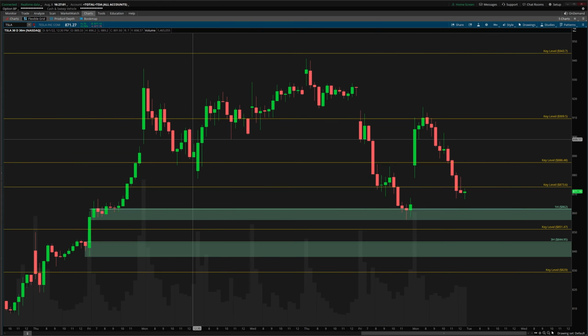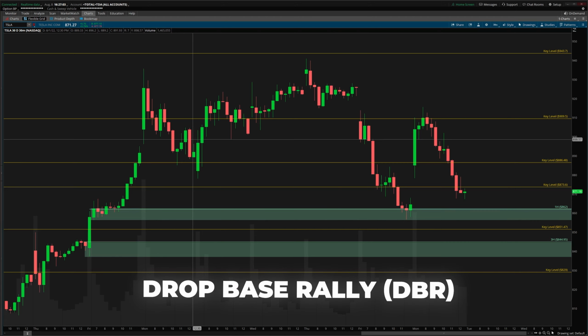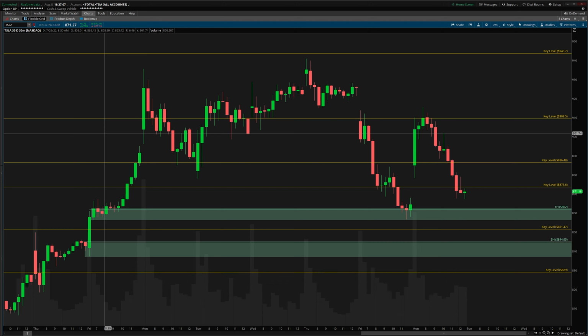For the last example of a drop-base-rally pattern, we're looking at Tesla here. On July 29th, we formed a demand zone on the 1-hour time frame. And look exactly where price bounced out of. You had this consolidation on the 1-hour time frame, pushed out to highs of 937 and sold back off right down into the exact demand zone.